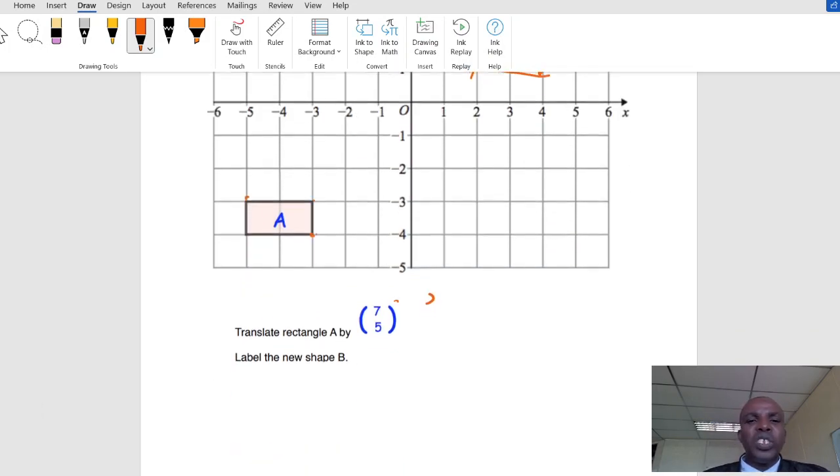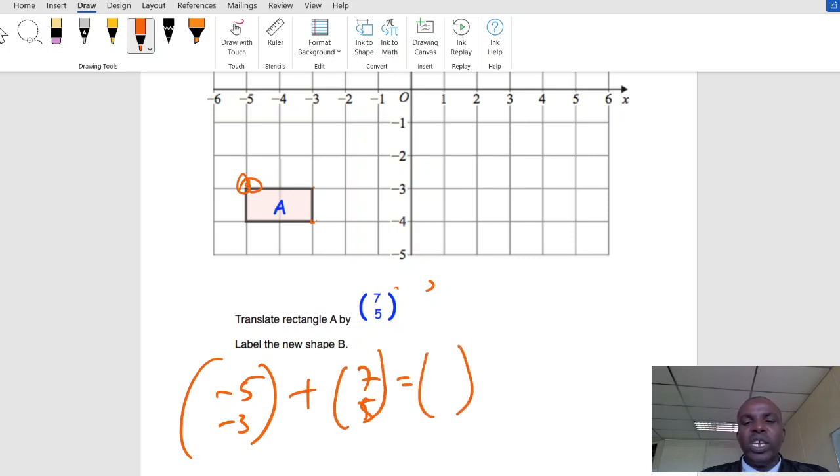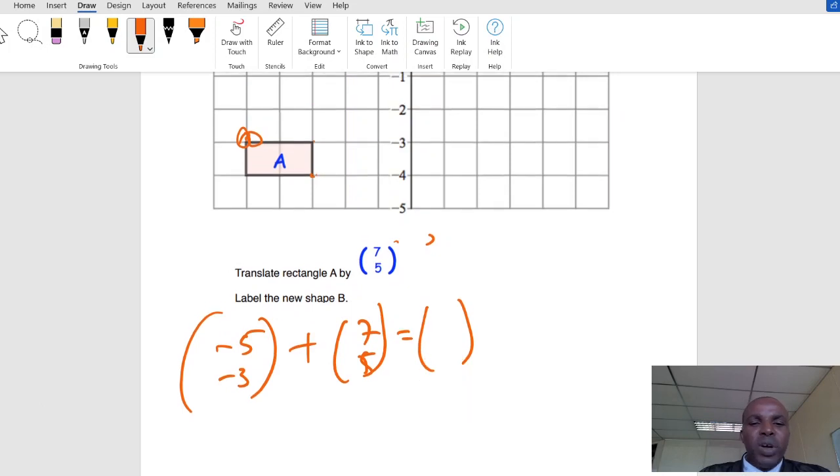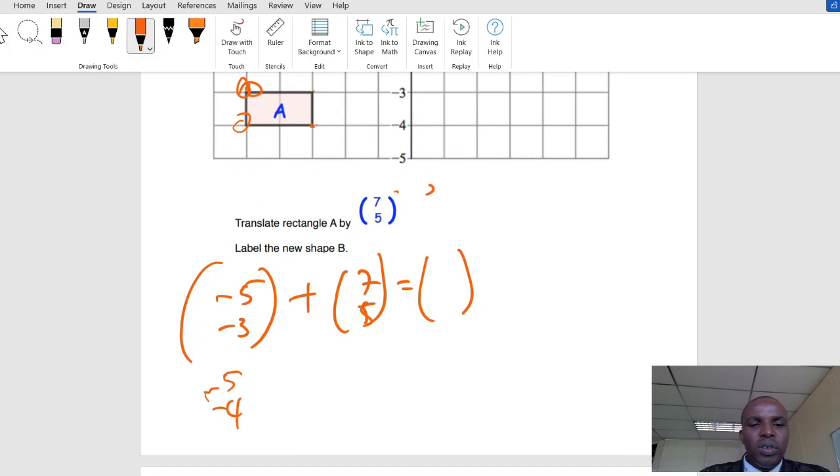Even if you're going to use the counting method, the formula: you take this point, for example. This point is minus 5, minus 3. You add the vector 7, 5. You get your image. Then take the other point. This one is minus 5, minus 4. You add the vector. You get your image point.